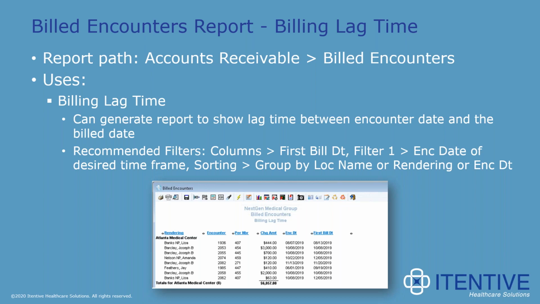So there are a few recommended filters to see that lag time for billed encounters. The first is to add that first bill date under columns. That's really what's going to allow you to compare the first date it was billed versus the actual date of the encounter. Next, we can set that encounter date range to whatever you need under Filter 1. And then on the Sorting tab, you have a few options for how you can group these encounters. You can group by location name, which is how I did it in this example, or by provider, or even encounter date, however you want to view that information.